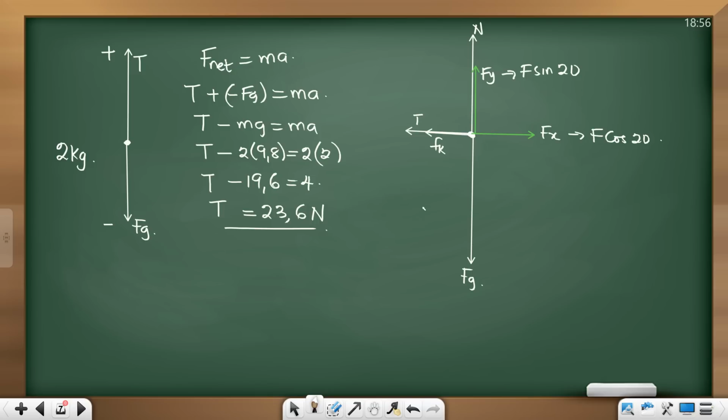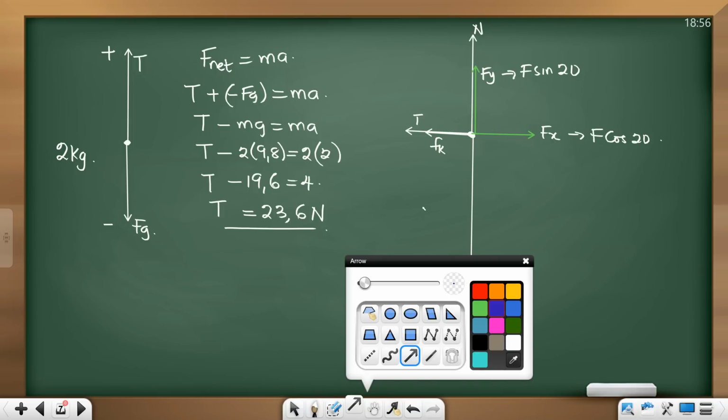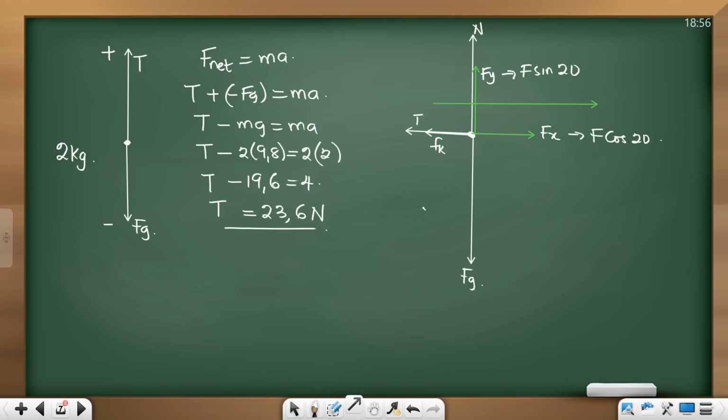Make sense? Once you get to this point, you will see that physics is just, you just smile. The object is accelerating in which direction? To the right. At an acceleration of what? 2 meters per second squared. Fnet equals ma. Positive, negative, negative. Fnet equals what? ma. What do I have? F cos 20.